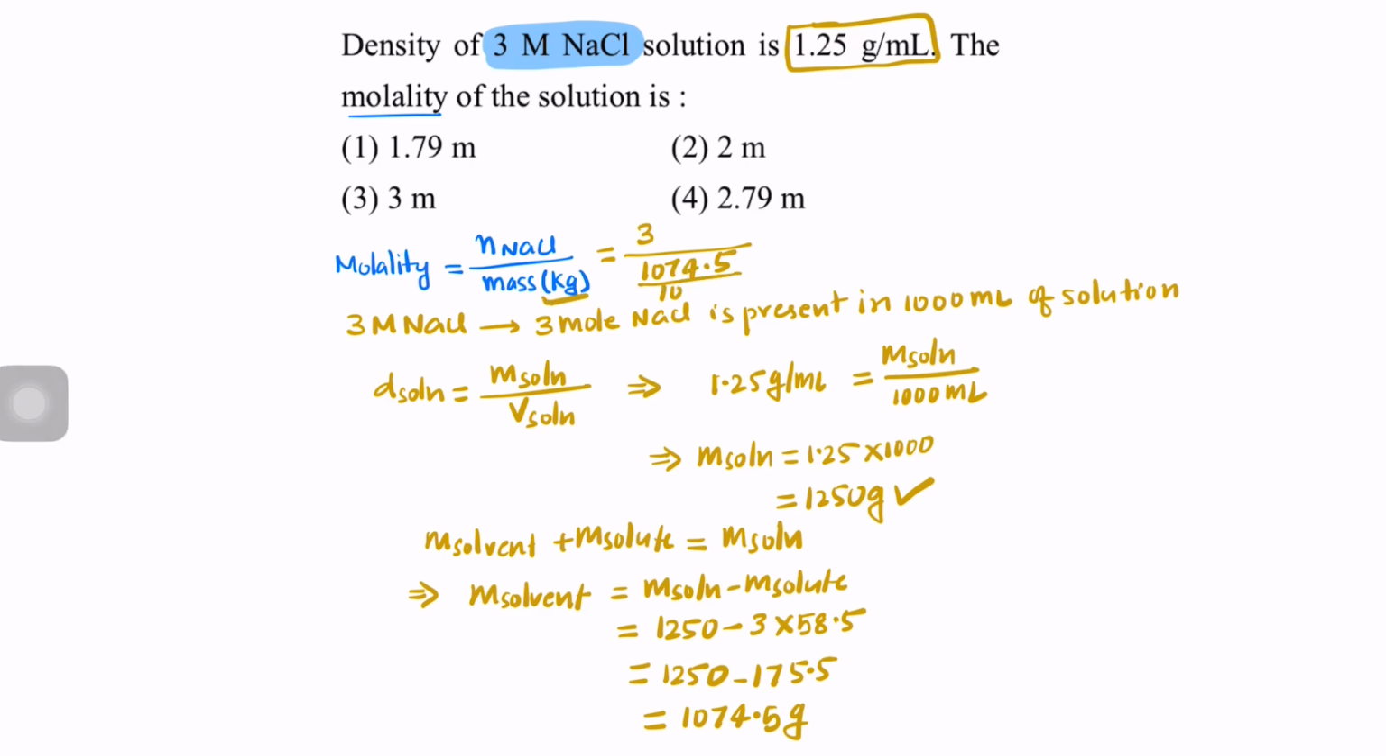So overall it will be 3000 by 1074.5. Okay, and if you see carefully, we don't need to even solve it fully. 3000 by 1000 is around 3, but this is slightly greater than 1000, so value will be slightly less, and the best option is 2.79. So here we will be getting 2.79. That's the final answer. Thank you.